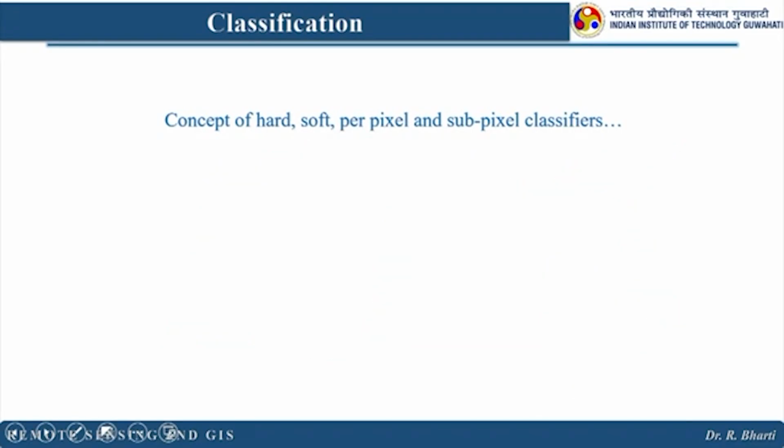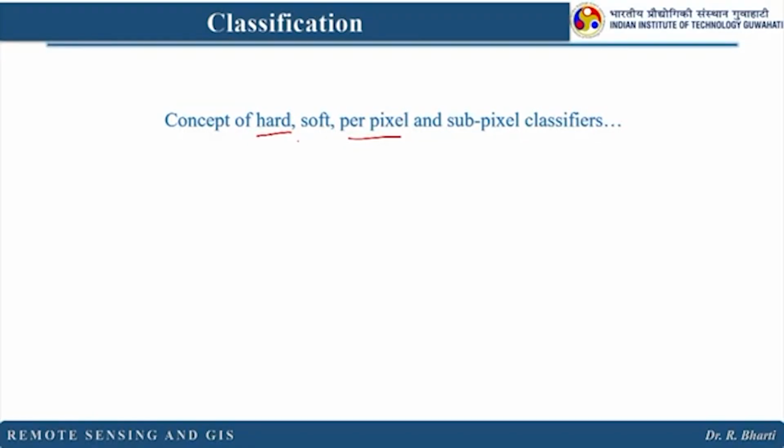Now I hope you are clear about it. With hard classifiers, basically each pixel will be classified into only one class, whereas in a soft classifier or subpixel classifier you can have different classes within a pixel. That's why they are called soft or subpixel classification techniques, right?